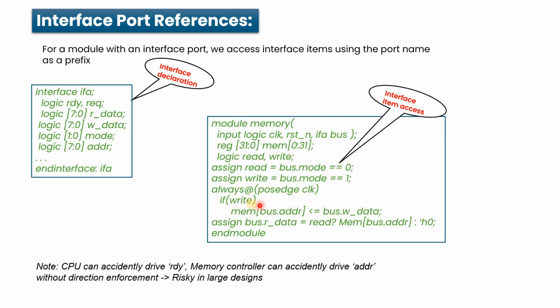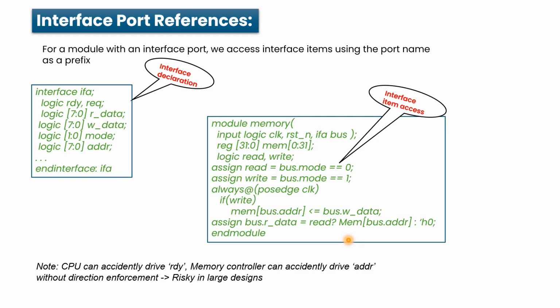And if it is a write operation, then our memory will get new data. So in memory, to decode the address, the interface name dot address will get bus dot write new data. And when it is a read operation, our read data, bus dot read data, if it is a read, will get memory bus dot address, otherwise it will be 0. So this is how, by making use of this interface, we can code our module memory.